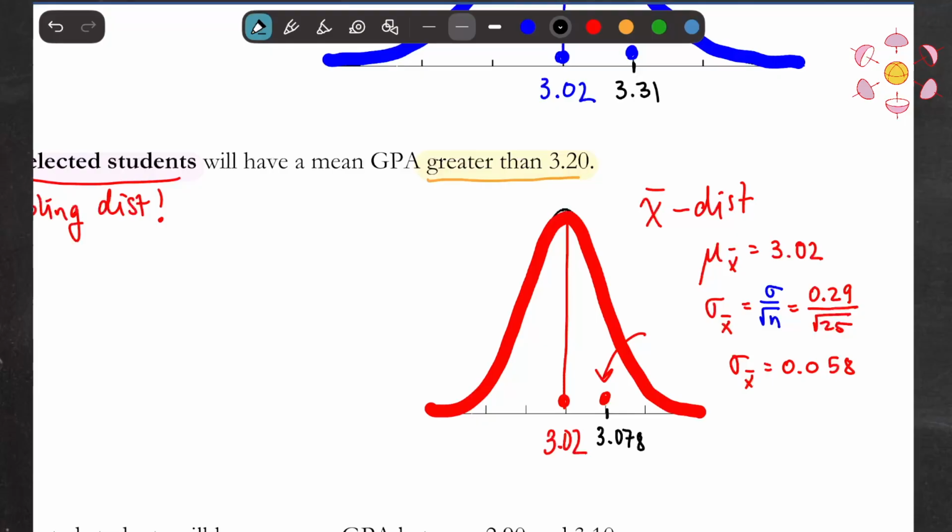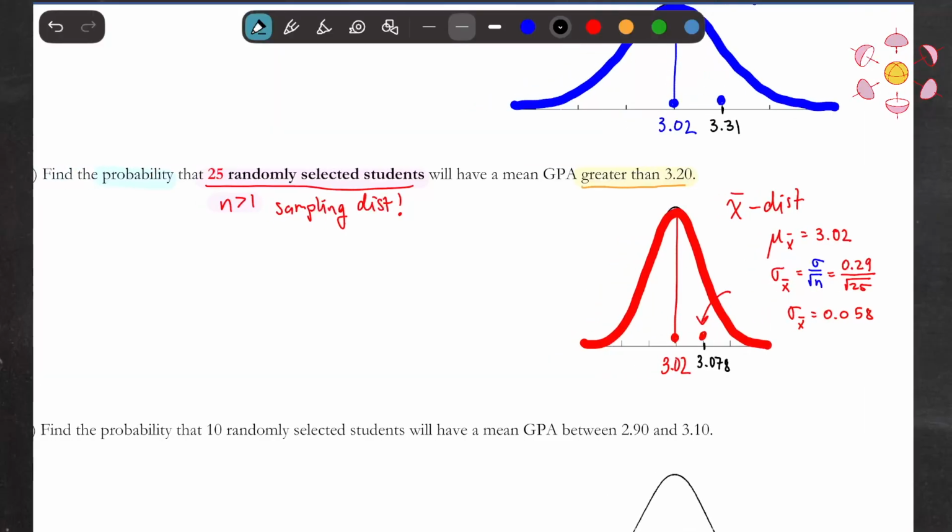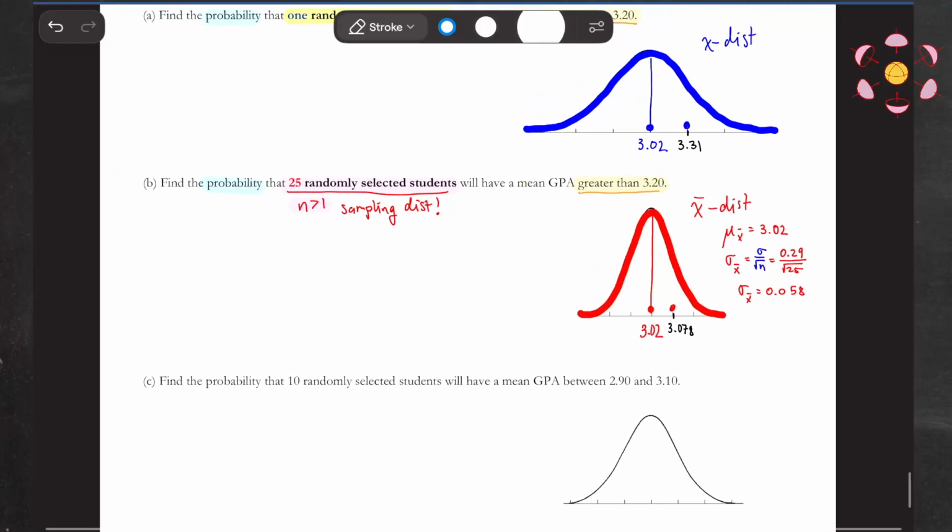Well, think about it like this. We're saying, okay, that second dot represents a group of 25 students having a GPA of 3.078 as an average. Okay, and of course, if you think about it intuitively, well, you've got a big group of people. Because of that, most of their GPAs will be close to the middle of the original distribution. That's why their average is still pretty close to the original distribution. Okay, that's what's happening here. All right, now let's go ahead and solve both of these problems.